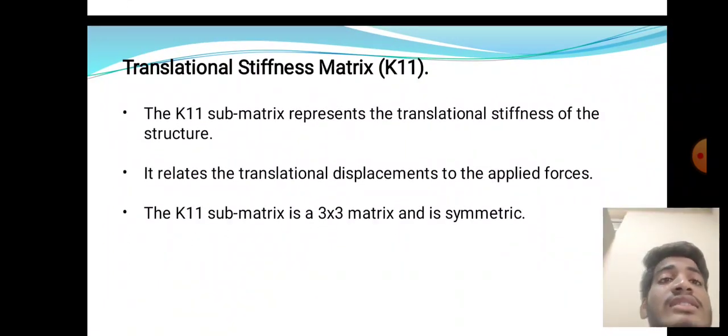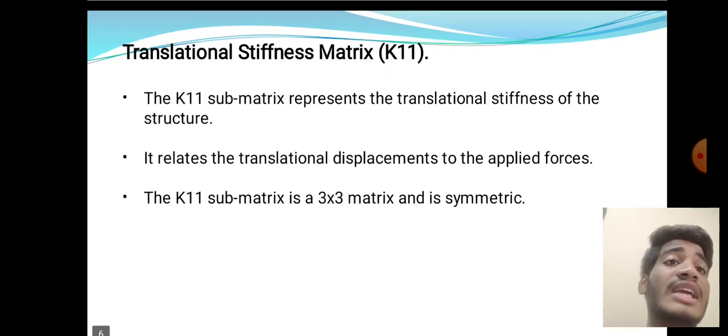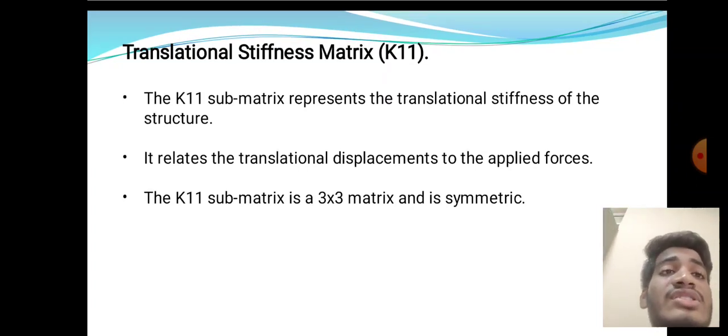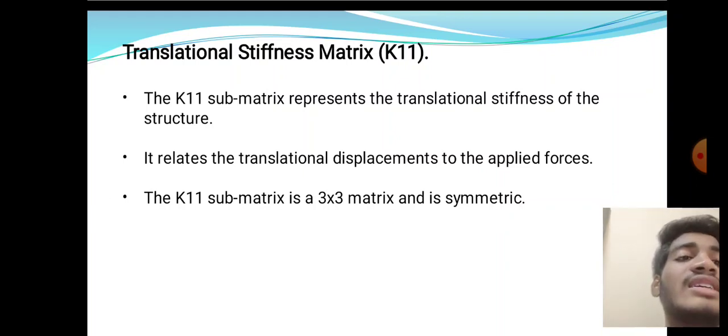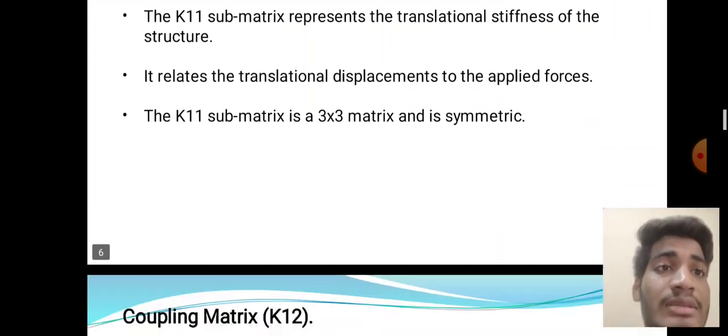Then what is a translation stiffness matrix? It is K11. The K11 submatrix represents the translation stiffness of the structure. It relates translation displacement to the applied forces. This K11 submatrix is a 3 cross 3 matrix and it is also a symmetric matrix.